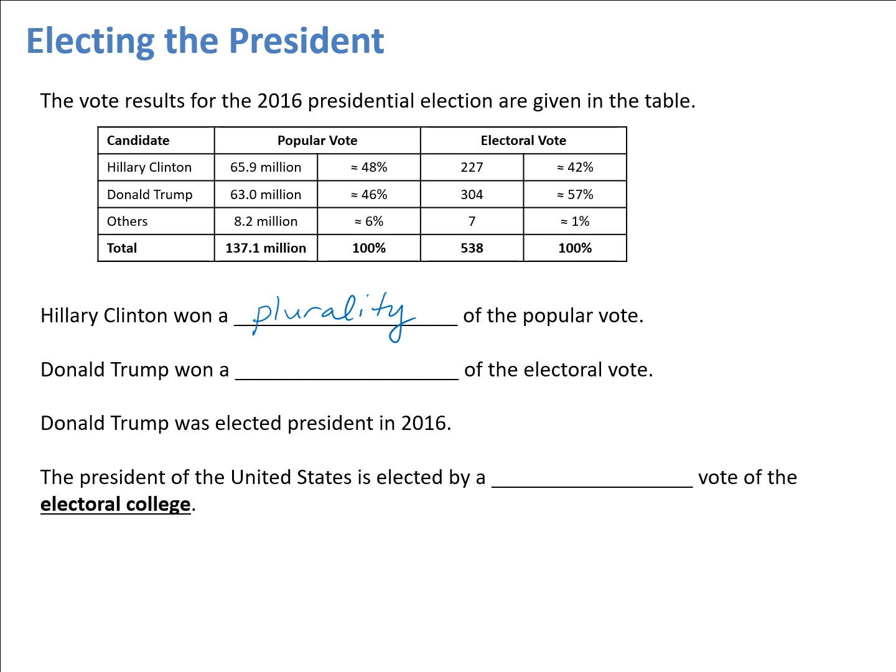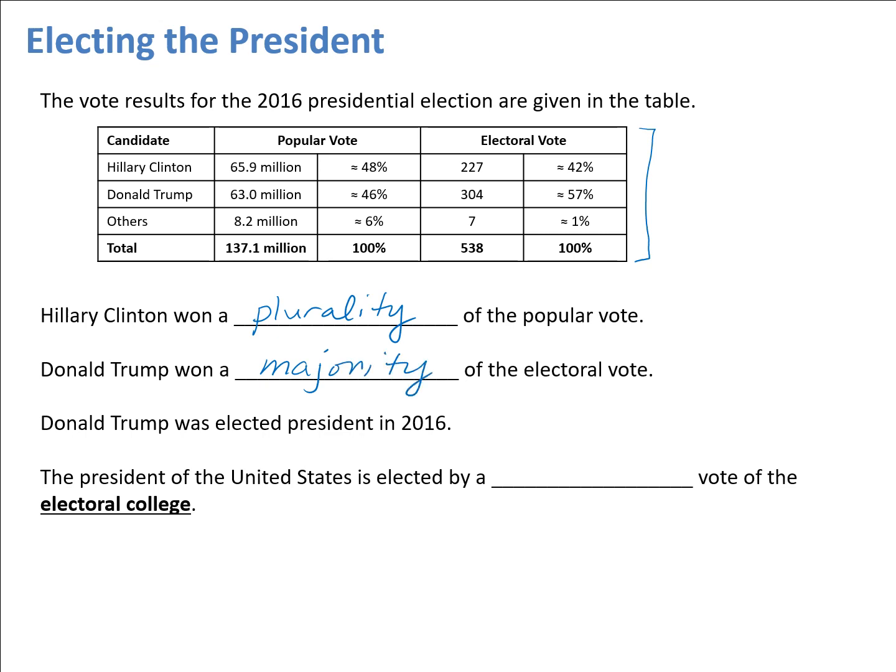Hillary Clinton, though, didn't win, because how presidential elections are decided in the United States is through what we call the Electoral College, the electoral vote. With electoral votes, which I have in the second part of the table, Hillary Clinton got 227, Donald Trump got 304, and other candidates got 7. That means that Donald Trump got 57% of the electoral vote. So Donald Trump won what would be known as a majority of the electoral vote.